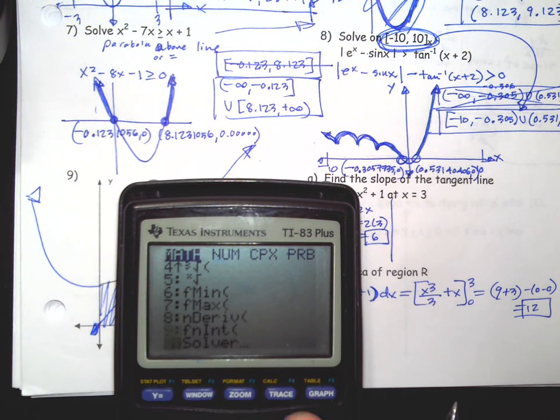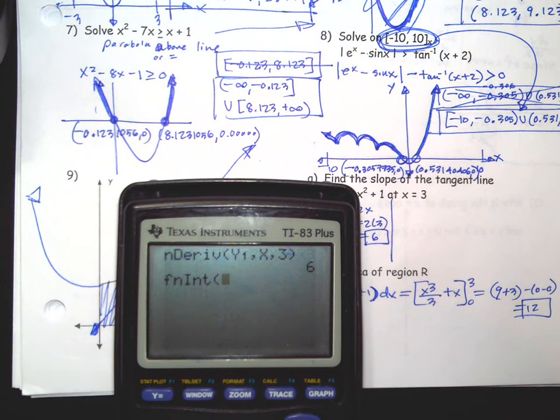Math 9. Vars, y vars, function y1, comma x, comma 0, comma 3. 12. So lots of options. You can write all those notes down. It's up to you.